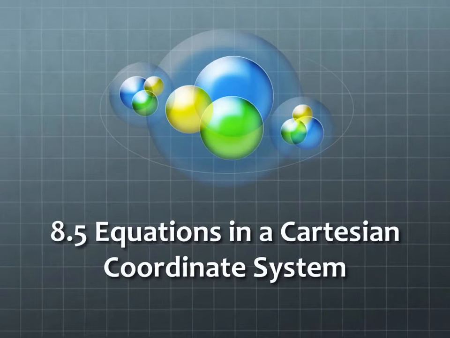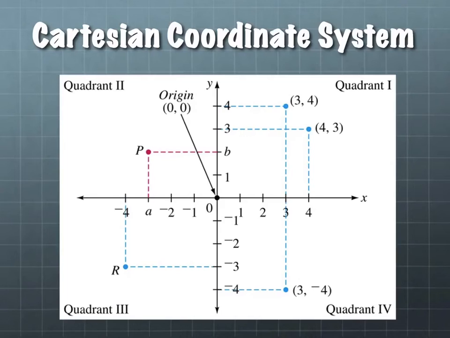So section 8.5 is equations in the Cartesian coordinate system. And we are going to start by taking a look and remembering what the Cartesian coordinate system looks like. You have this already in your notes, there's nothing more really to add, but some reminders of things.